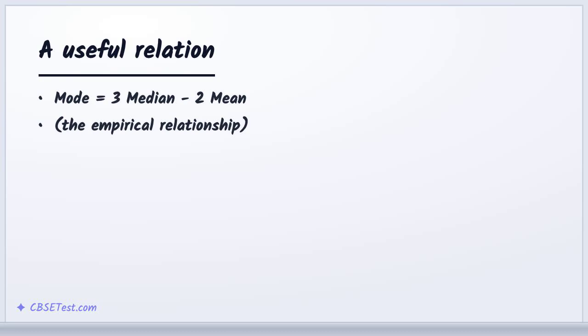Mode is approximately 3 times the median minus 2 times the mean. It's a quick way to estimate one average from the other two.